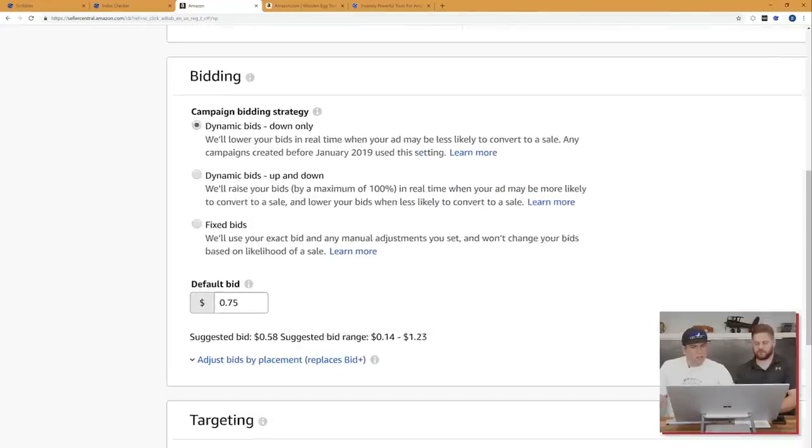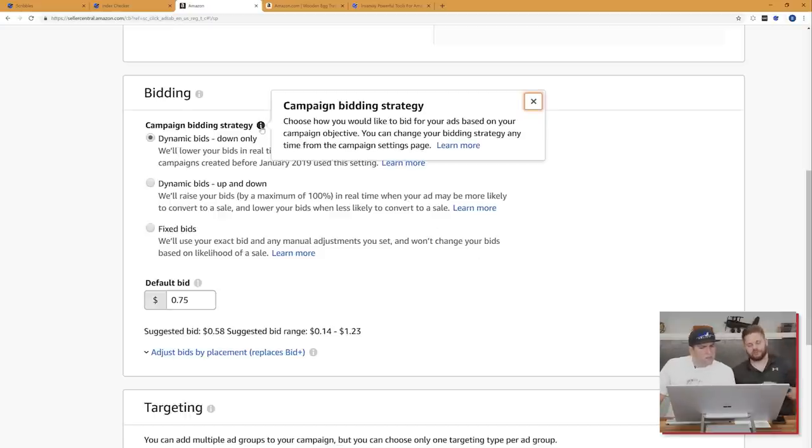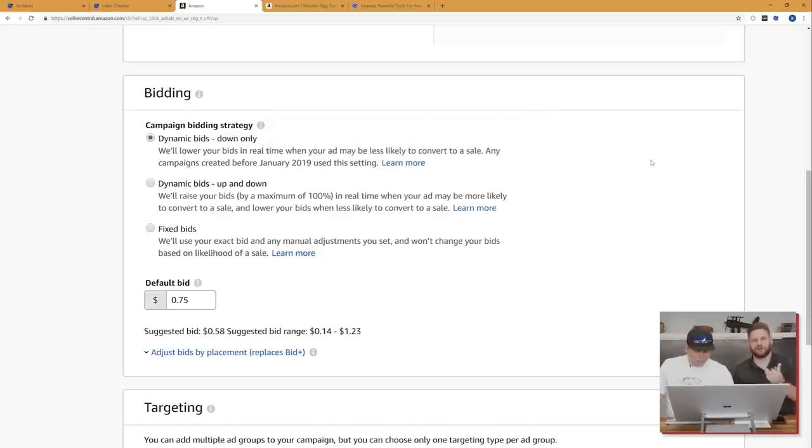Now it looks like the next section here is bidding. Campaign bidding strategy. So bidding strategies are very in-depth. We'll talk a lot more about the options in our later episodes, but for right now, we want everything very stationary. We don't want things changing. We want all of the parameters set and locked in so that way we're getting an apples to apples comparison across different keywords, across a different amount of time, different number of days. So we're going to do the simplest, which is fixed bids.